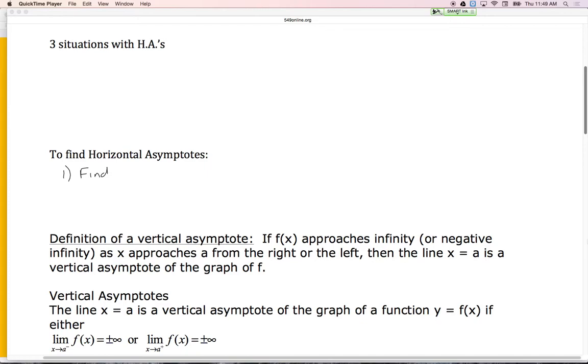Find the limits as x approaches positive infinity and x approaches negative infinity. So find both of them. Now here's the cool thing. Anytime we do limits as x is approaching positive and negative infinity, we can use our shortcuts. We're going to be able to use some shortcuts with positive and negative infinity.